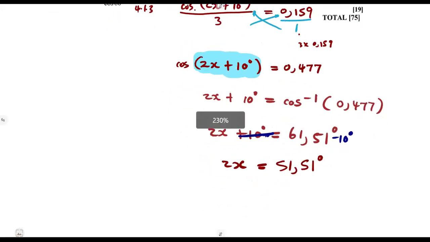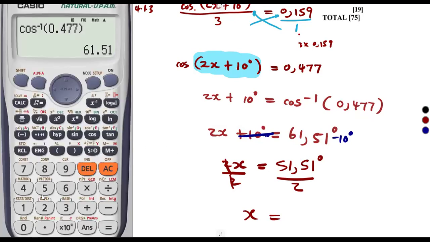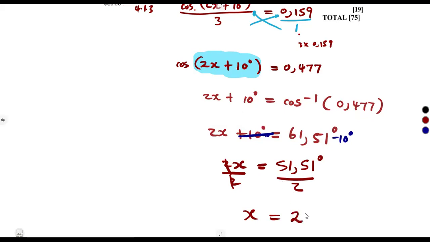Divide by what? By 2. Having your answers to what? To 2 decimal places. So 51.51 divided by 2 on our calculator. That's 51.51, then divide by 2. It is going to give us 25.76. So that's 25.76 to 2 decimal places. Just like that.